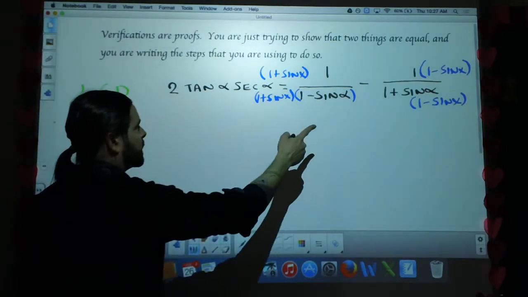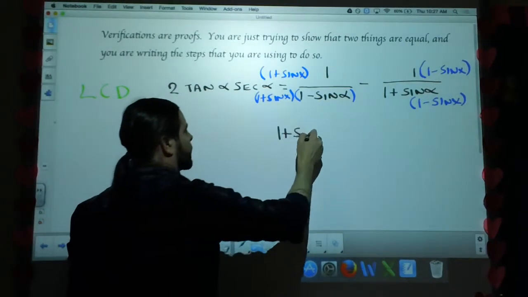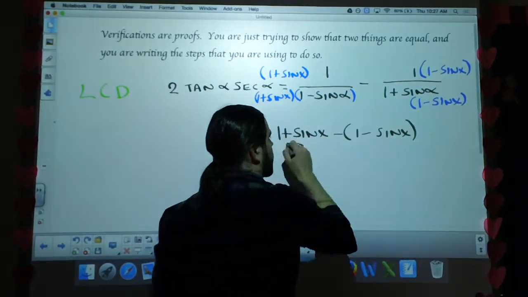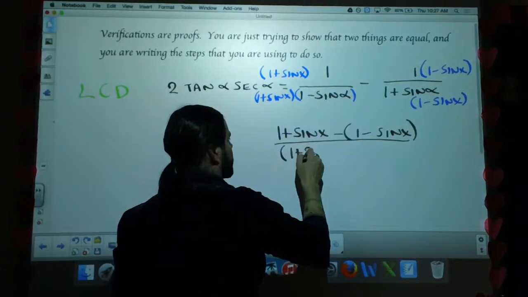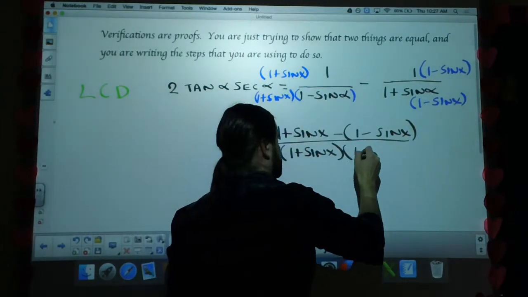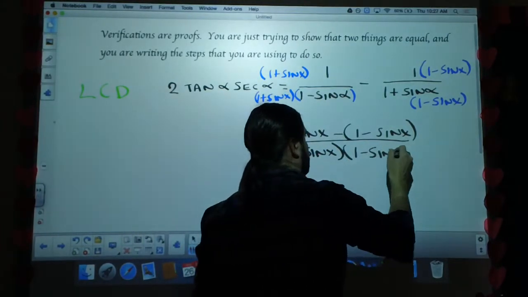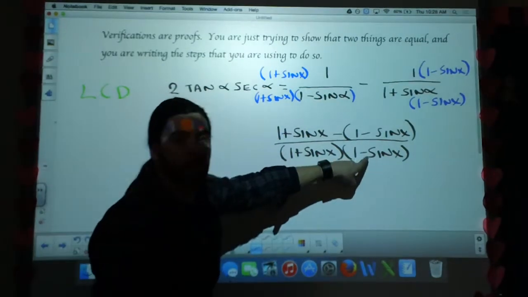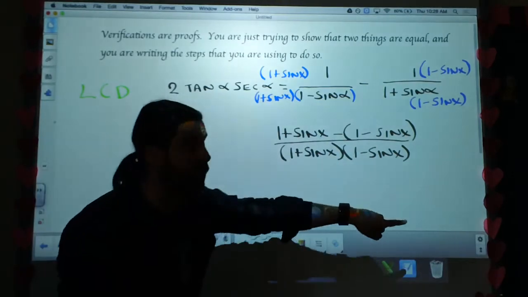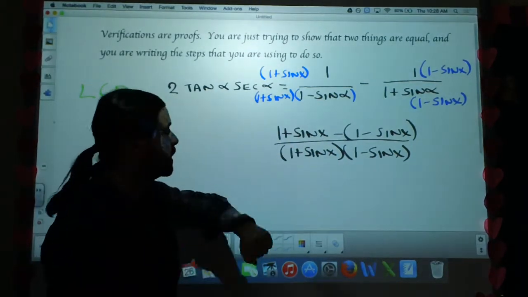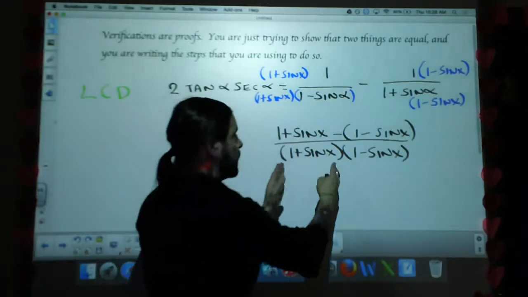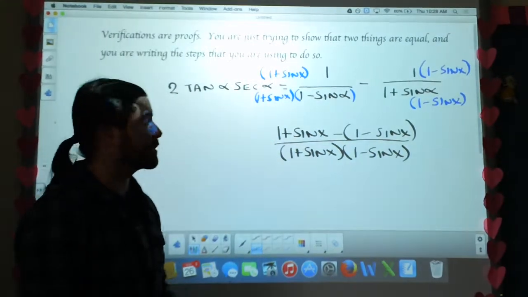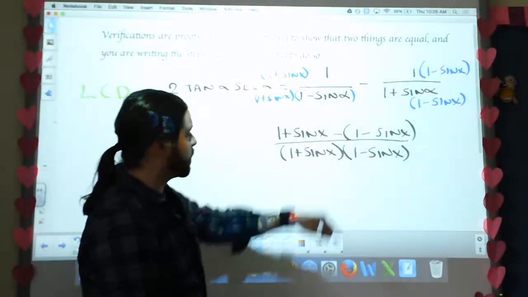So I'm going to take this. Now I have 1 plus sine of x minus 1 minus sine of x over 1 plus sine of x times 1 minus sine of x. Great question at this part: can I cancel out these 1 minus sine of x's? The answer is no, because the top is a polynomial. The bottom is not a polynomial. It's one thing times another, so it's factored. You can only cancel out factors. But I can't cancel that out because it's part of a polynomial.